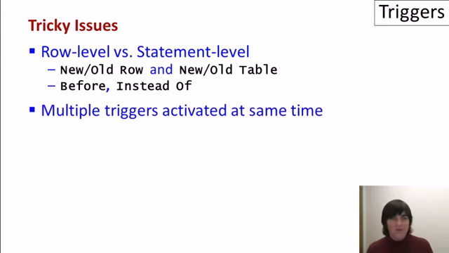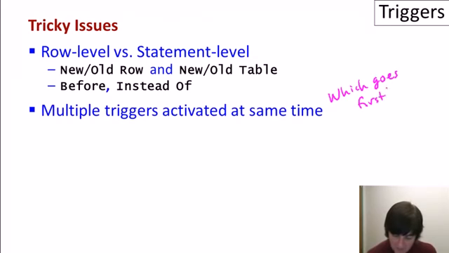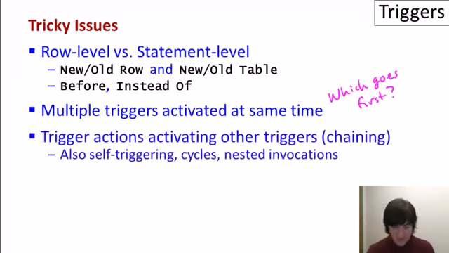Secondly, we can have multiple triggers activated at the same time. It's pretty simple. What if I declare two separate triggers that are activated by delete, say, on a particular table? Then we have to ask which one is going to go first, and maybe the behavior will differ depending on which one goes first. So that's something that needs to be thought about when one defines triggers and understands how they're going to behave when the database is modified.